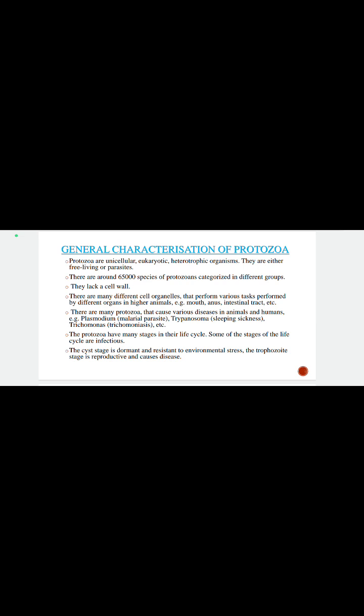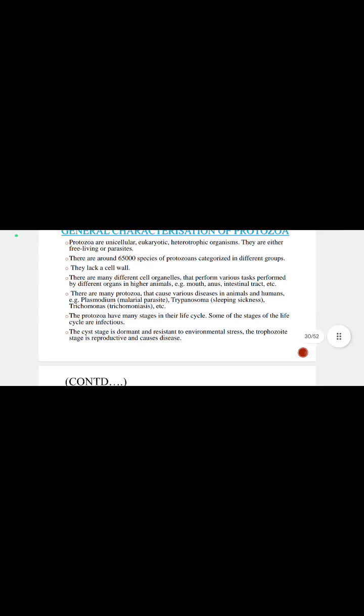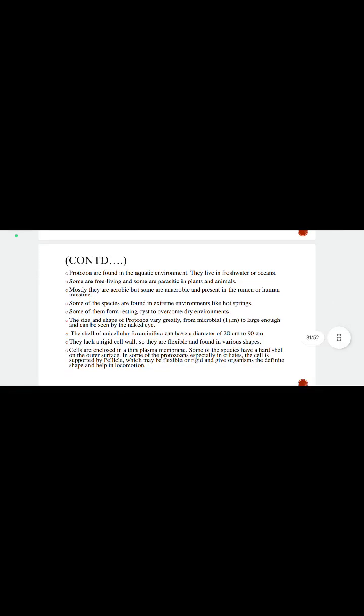The cyst stage is dormant and resistant to environmental stress. The trophozoite stage is reproductive and causes diseases. Then they are found in aquatic environments. They live in freshwater or oceans. Some are free living and some are parasitic in plants and animals. Mostly they are aerobic, but some are anaerobic and present in the rumen or human intestine. Some of these species are found in extreme environments like hot springs. Some of them form resting cysts to overcome dry environments also.